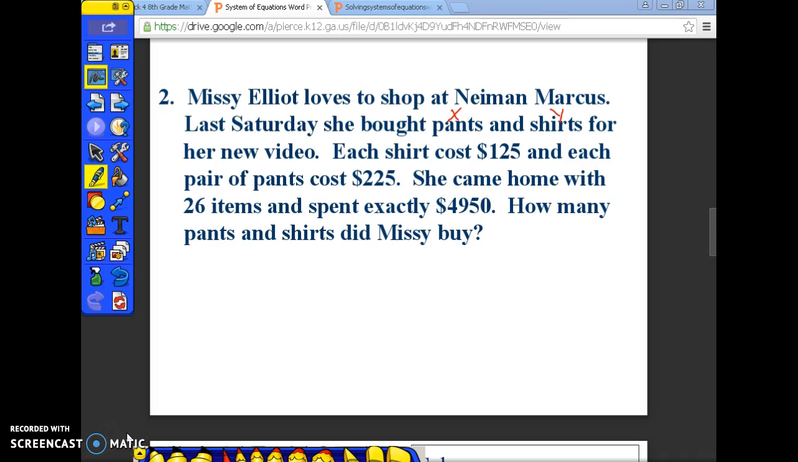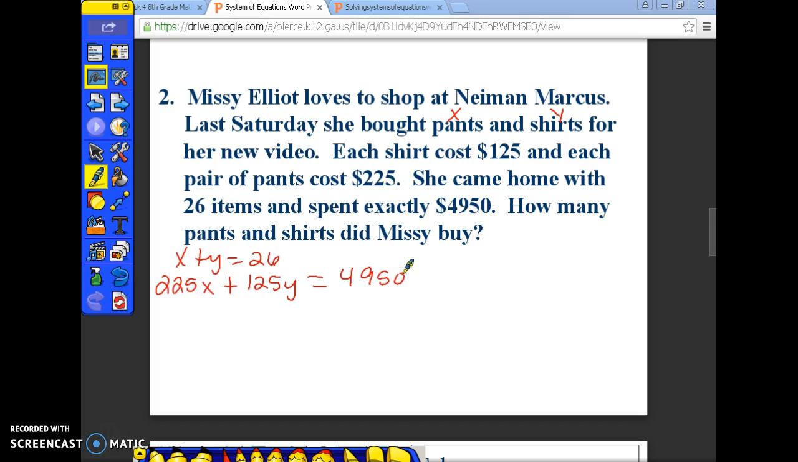Alright, so the total of pants plus the total number of shirts that she bought equals 26 items. So X plus Y equals 26. She spent $225 for each pair of pants and $125 for each shirt, spending a total of $4,950.